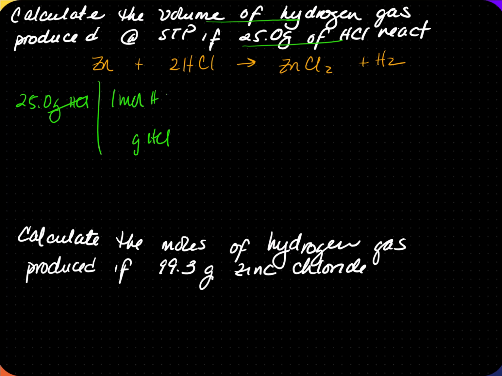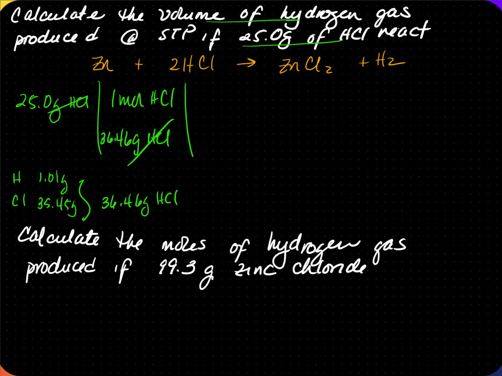We know this is molar mass, so this is 1 mole of HCl has to equal its mass off the periodic table. There's 1 hydrogen, which is 1.01 gram. There is 1 chlorine, which is 35.45 grams. So if I add all of this up, it's 36.46 grams of HCl. So I have 36.46 grams. The grams cancel out.